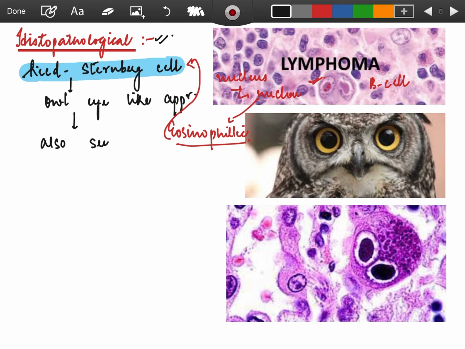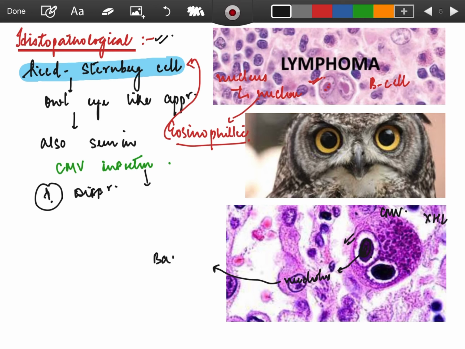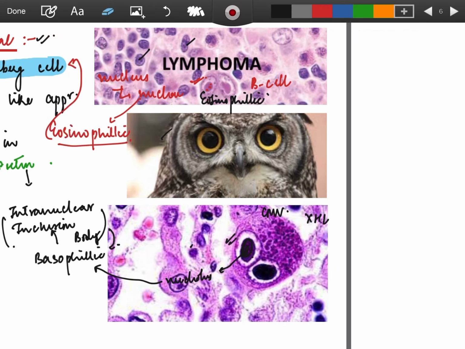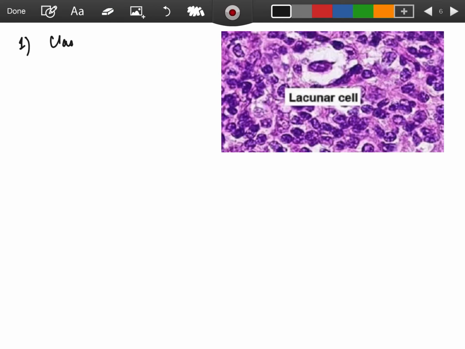And owl eye-like appearance is also seen in cytomegalovirus infection. But there is a difference between cytomegalovirus infection and the Hodgkin lymphoma's Reed-Sternberg cell. So, what is the difference? In cytomegalovirus infection, the nucleolus will be basophilic because it is not a true nucleolus, it is an intranuclear inclusion body. As we know, inclusion bodies represent the sites of viral multiplication, and this is cytomegalovirus infection. And in Hodgkin lymphoma, it is an eosinophilic nucleolus.